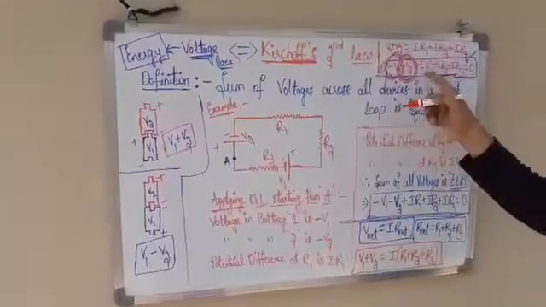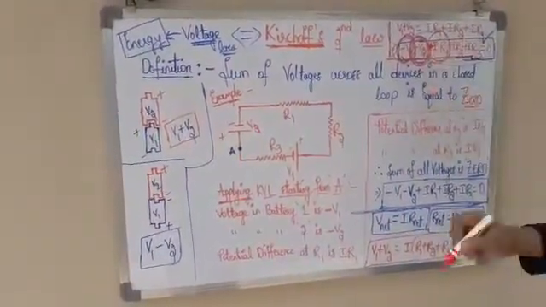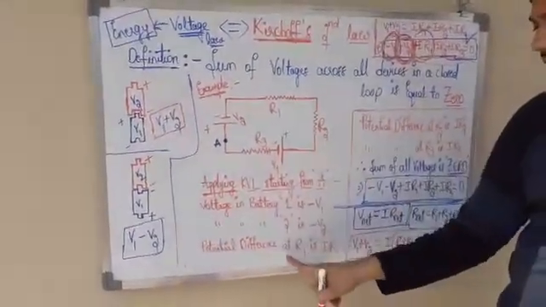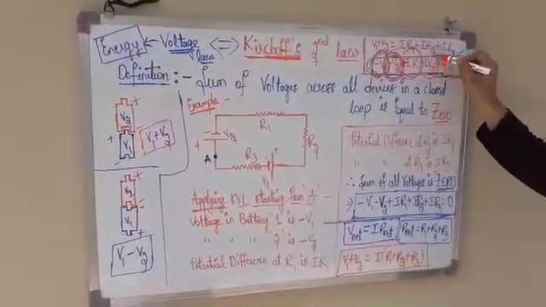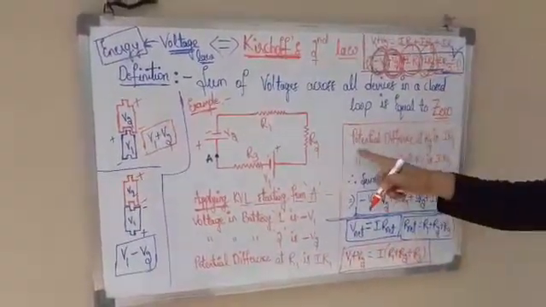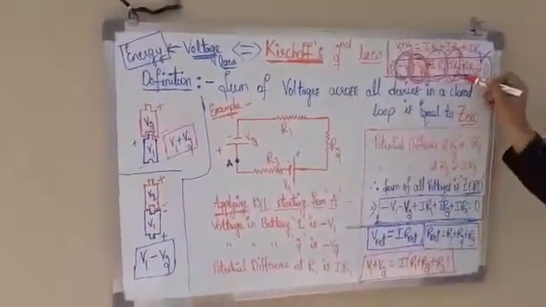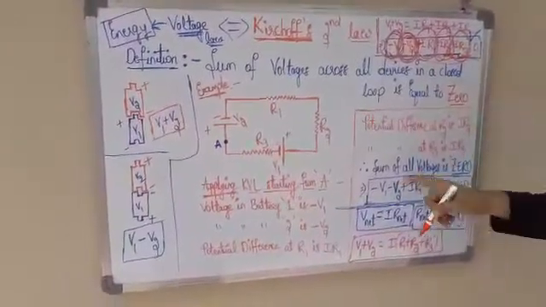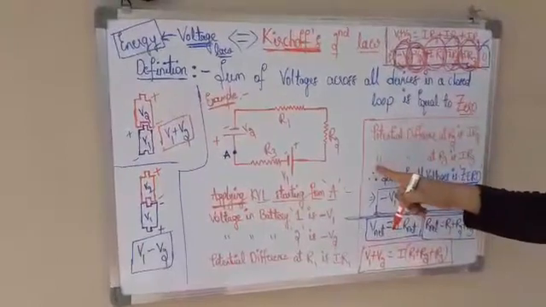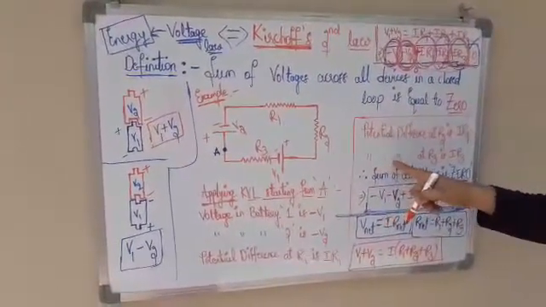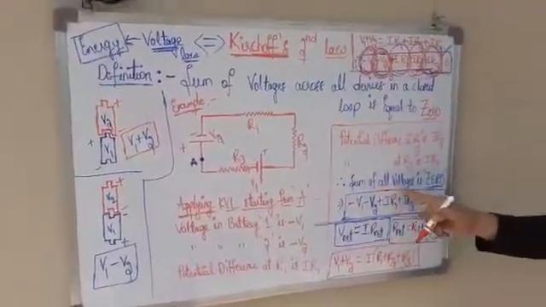In the final equation we have plus IR1, so the potential difference at resistor 1 is IR1. We have plus IR2, so the potential difference at R2 is IR2. And we have plus IR3, so in the next step we write the potential difference at R3 is IR3. So the sum of all voltages is 0.